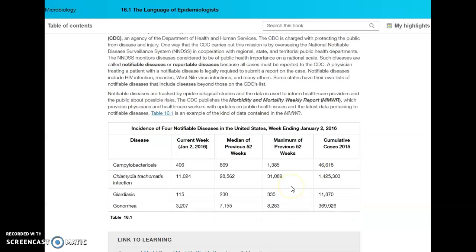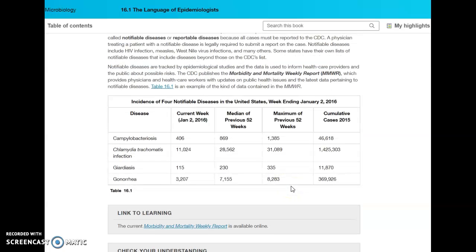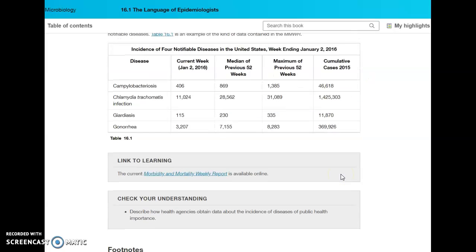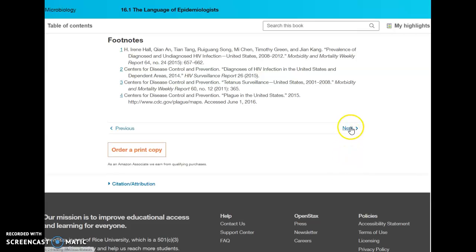And so you've got a few examples here of some notifiable diseases. And these are published in the Morbidity and Mortality Weekly Report. And I've included a link to that along with these links to your textbook so that you can go through and look at an example of a Morbidity and Mortality Weekly Report.